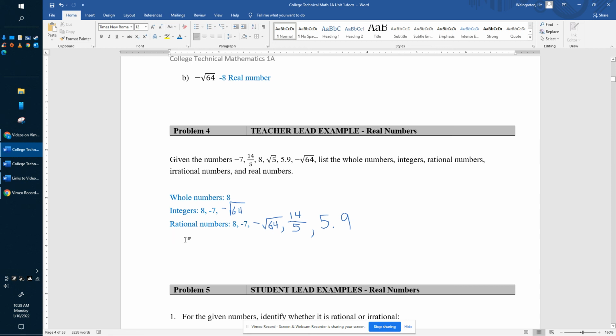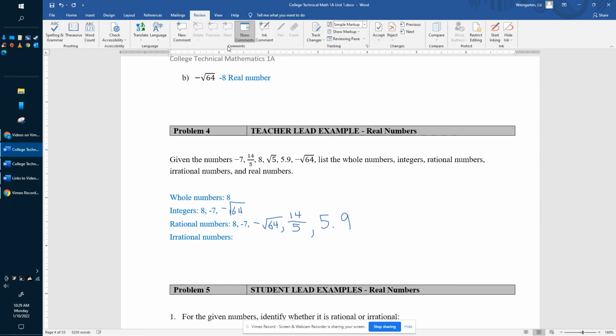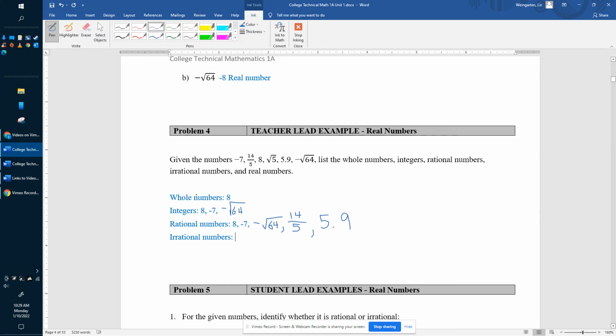So finally, let's look at our irrational numbers, of which we only have one. When it comes to the irrational numbers, you can't include the rational numbers because they are mutually exclusive, which means that they do not overlap at all. So we already have all of these numbers listed in the rational numbers, but not the square root of 5. So that one is going to be our only irrational number.